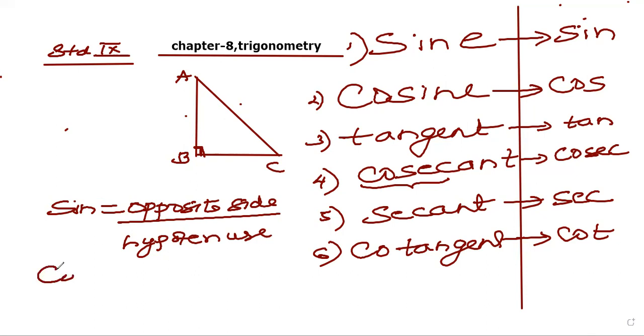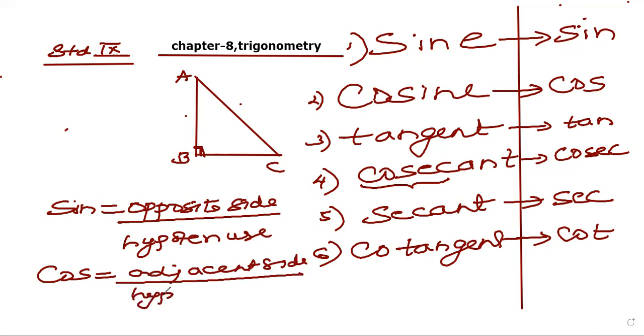Cos is adjacent side upon hypotenuse. Then, children, after sine, cos comes the next, third ratio that I want to teach you: the tan ratio.